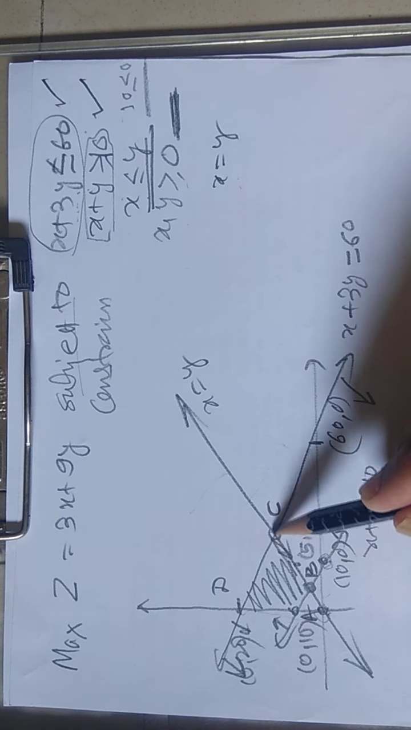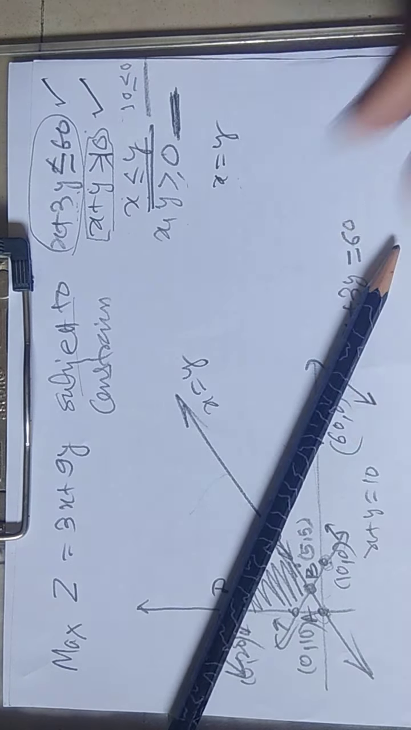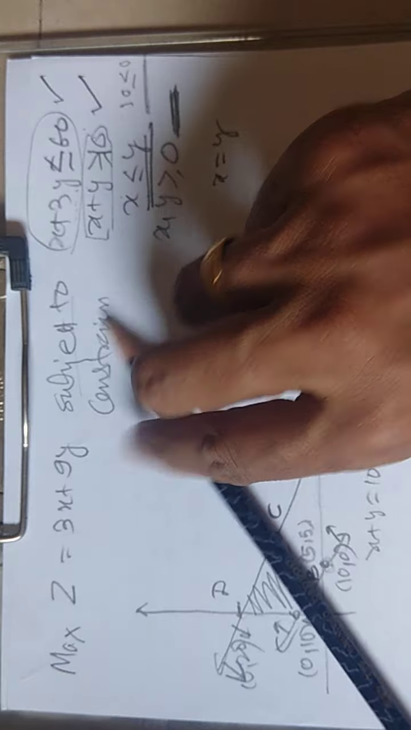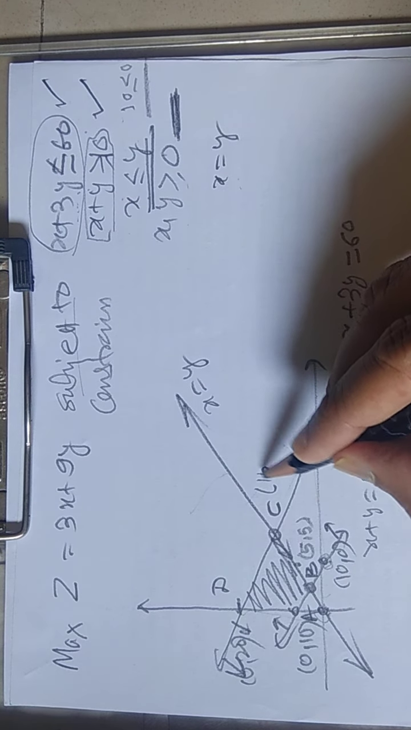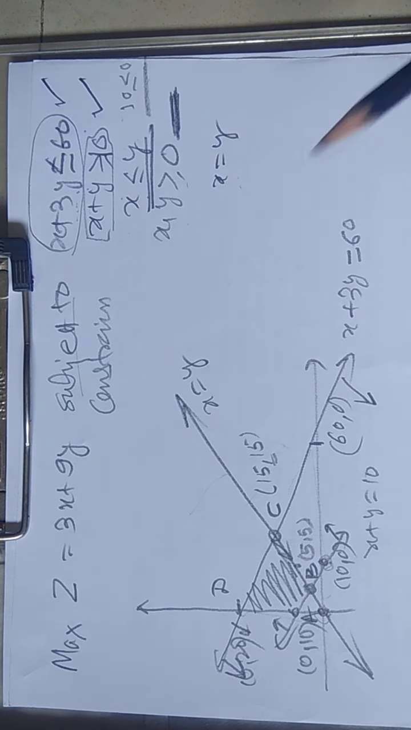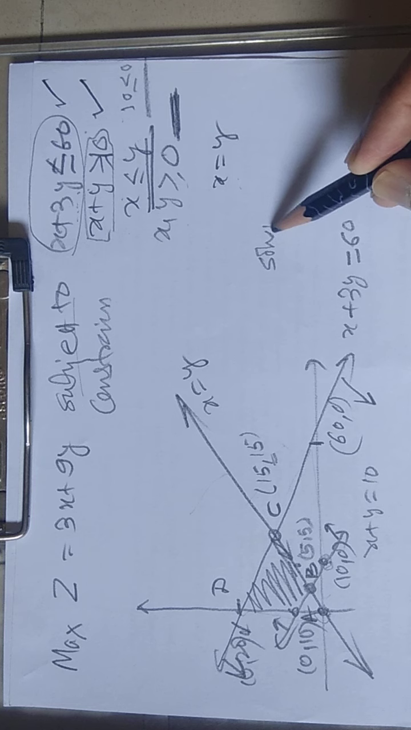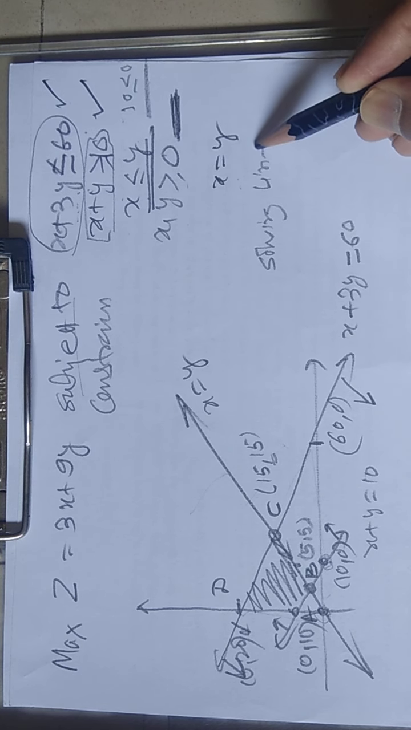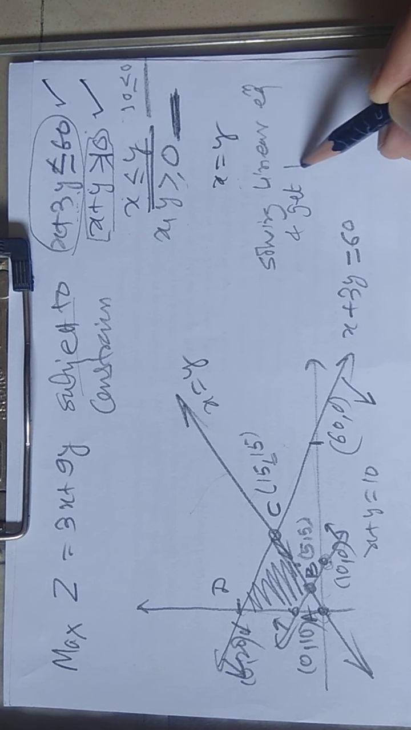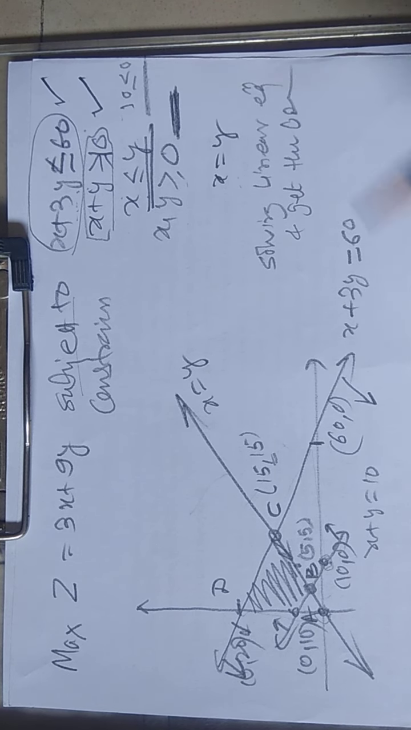Similarly, how to get C? C is nothing but the point of intersection of this line, what is this line? x plus 3y equal to 60, whereas the other line is x equal to y. Solve that linear equation and you can get it. You have to show how these coordinates are obtained, so solve the linear equations and get the coordinates. Then in this plot, write these coordinates.